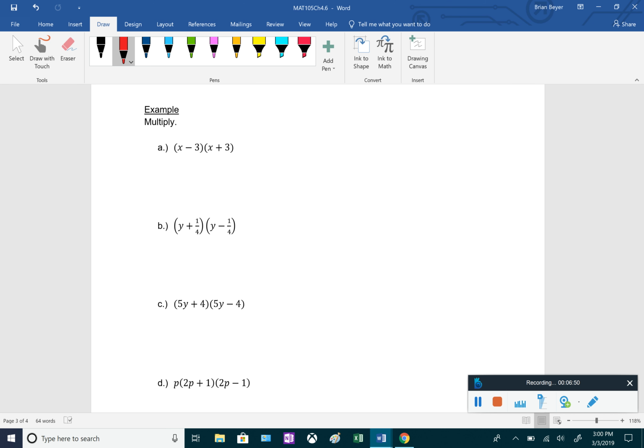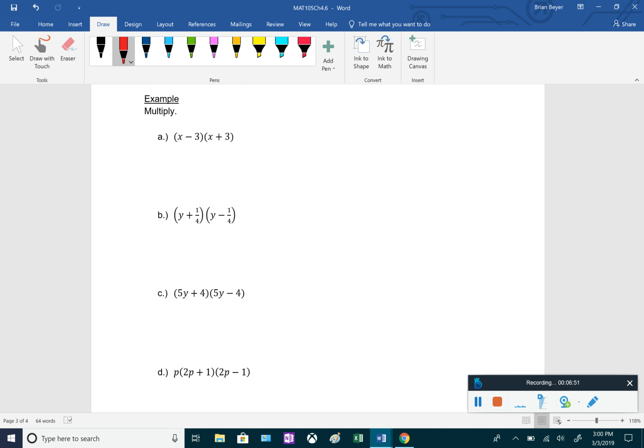So let's multiply these examples using this rule. So x minus 3 times x plus 3. We notice that they're the same two terms. One's addition, one's subtraction. So it's going to be the first one squared minus the second one squared. So x squared minus 3 squared, so x squared minus 9.